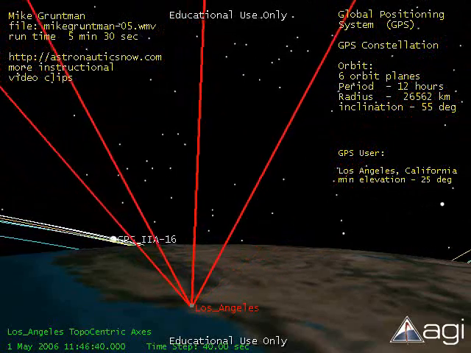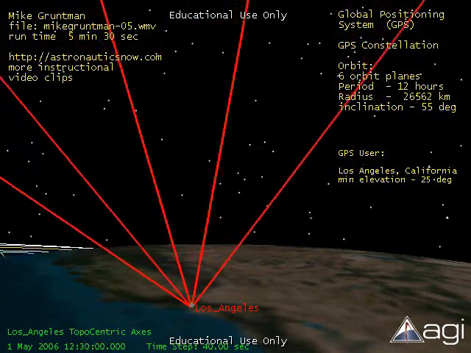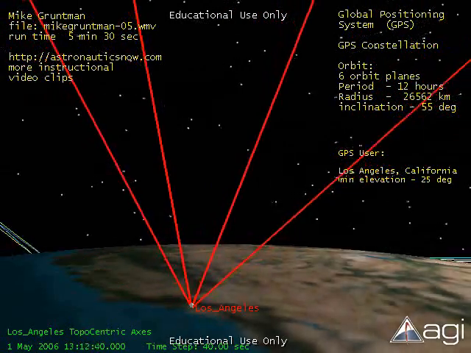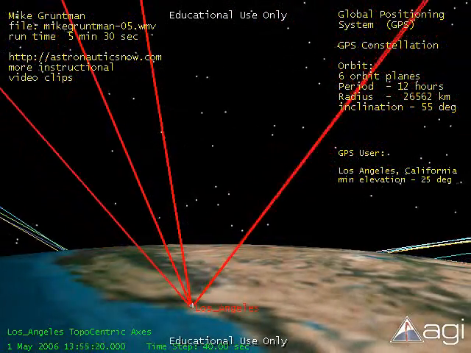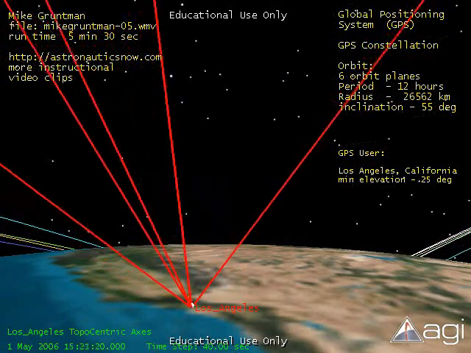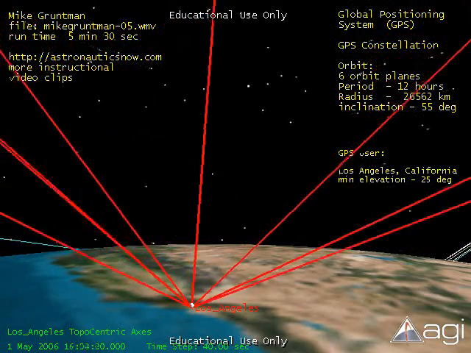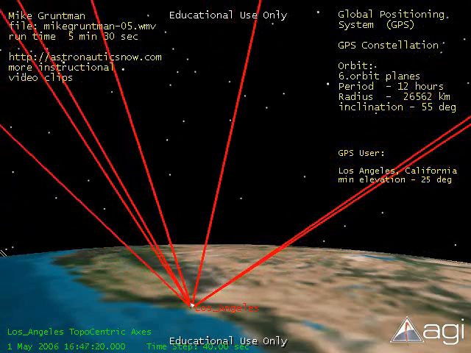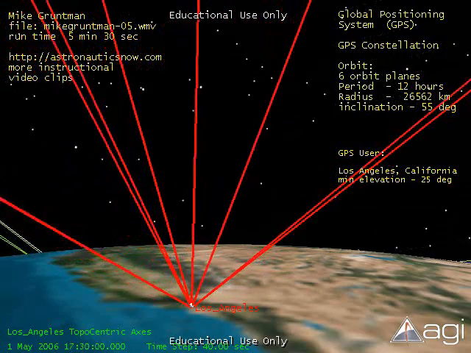A view from a user at Los Angeles offers a different perspective on accessibility to signals from GPS satellites. One can see the stars moving in the sky as the Earth rotates about its axis. Solar illumination also changes during the day.